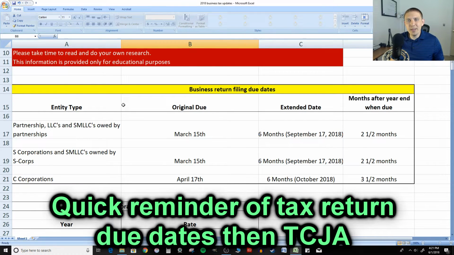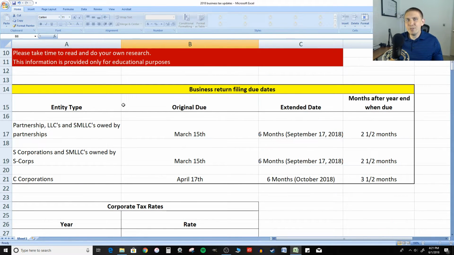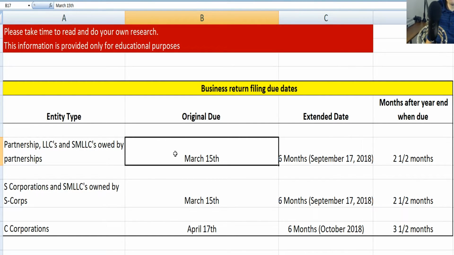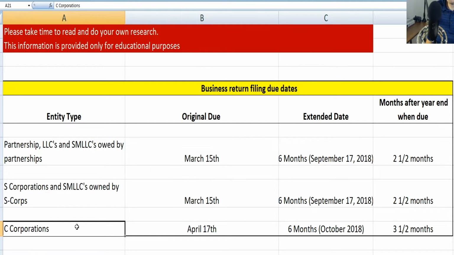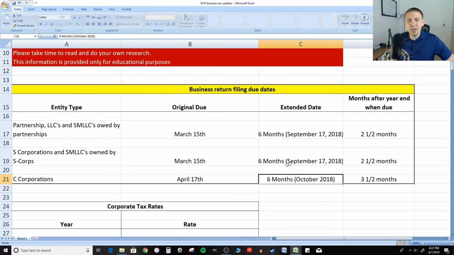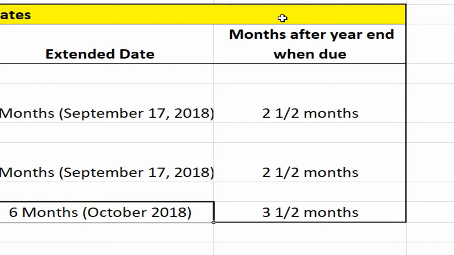The first thing I want to point out is the business filing due dates. These have changed. Some of you realize this, some of you may have not. The due dates for partnerships, LLCs, and single member LLCs that are owned by partnerships, the due date is now March 15th. The same goes with S corporations. C corporations used to be due on March 15th, now they're due on April 17th. Each entity type can get a 6-month extension, so partnerships, LLCs, etc. can be extended for 6 months until 9/17. S corporations the same way, and C corporations can be extended 6 months to October of 2018. If you have a corporation or a business entity that has a non-calendar year end, then follow these rules of how many months after the year end of when your tax return filing is due.